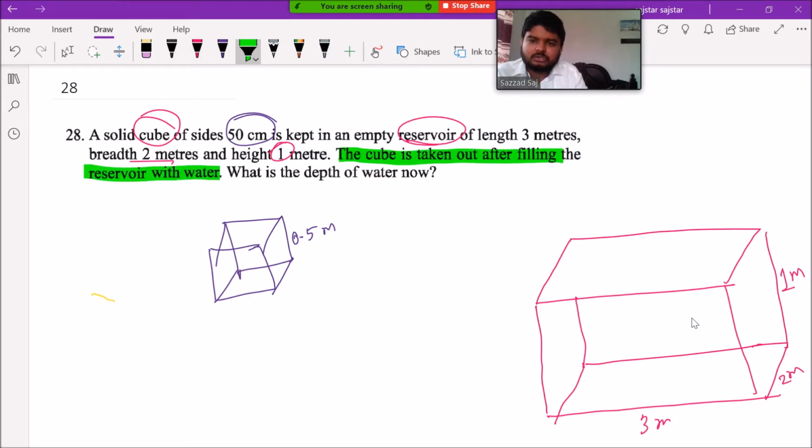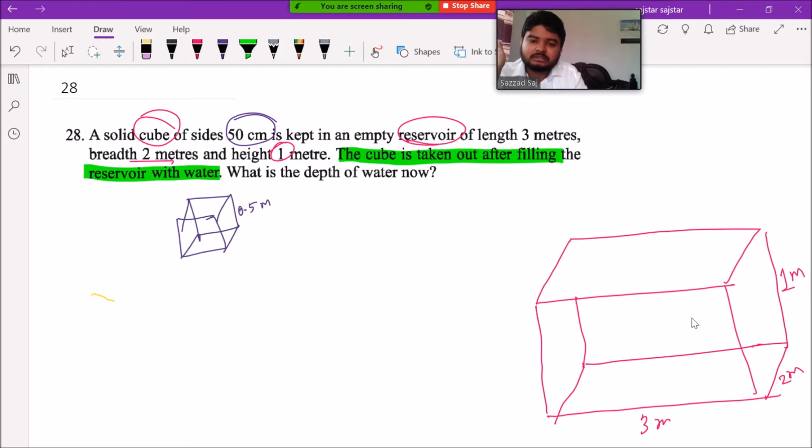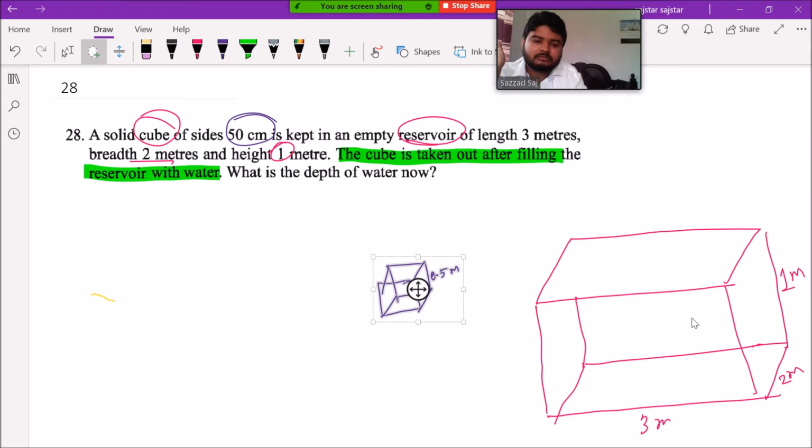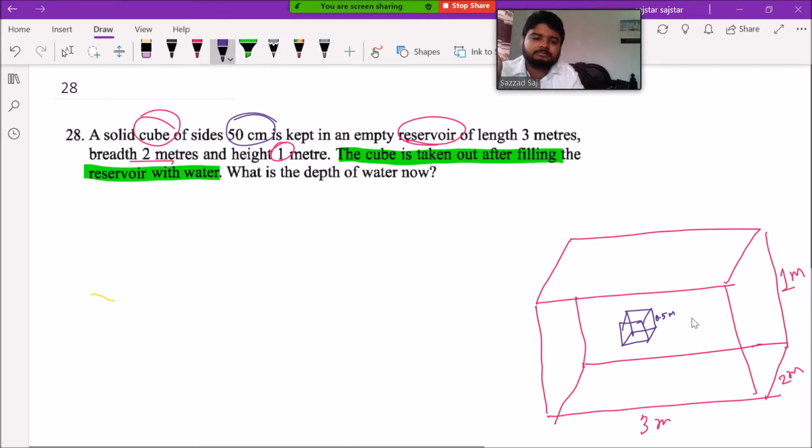Now the question says the cube is taken out after filling the reservoir with water. First of all, this cube was not outside of this tank, it was inside of the tank. So I am placing this one inside here. After keeping it inside, we have filled it with water. Suppose there is some water here.